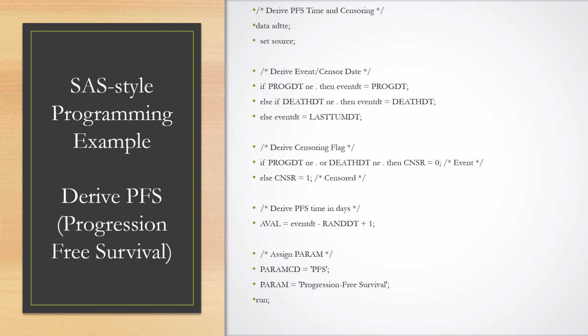The last step for the PFS derivation will be the population of PARAMCD and PARAM as PFS or progression-free survival. So using this SAS code, you can create the PFS PARAMCD records in the ADTTE dataset using the source dataset which we have just seen.